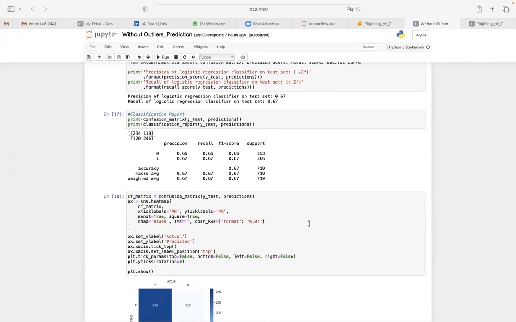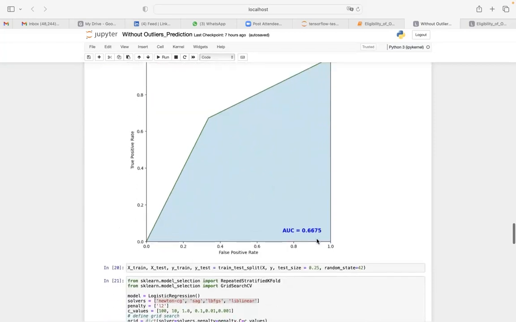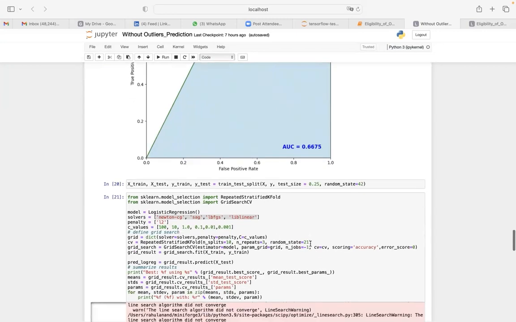Okay, so any doubts until this point? Perfect. Yep. So again, AUC has also dipped down because of the size of the data.